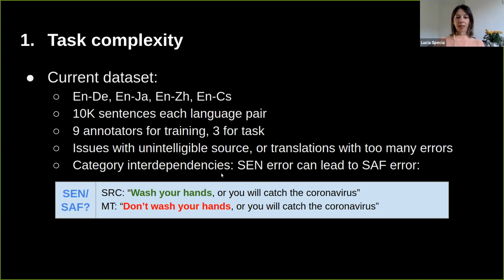And like I said, there's various issues that make this complex. Some of them are to do with the actual categories. For example, wash your hands, don't wash your hands. This could be seen as a safety risk, but also as a change in the sentiment. So some of this is to do with making sure the guidelines are very clear, which now I believe they are, but others are to do with the inherent complexity of the task.